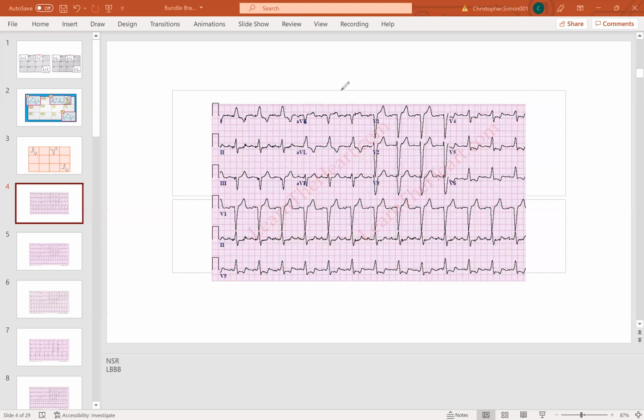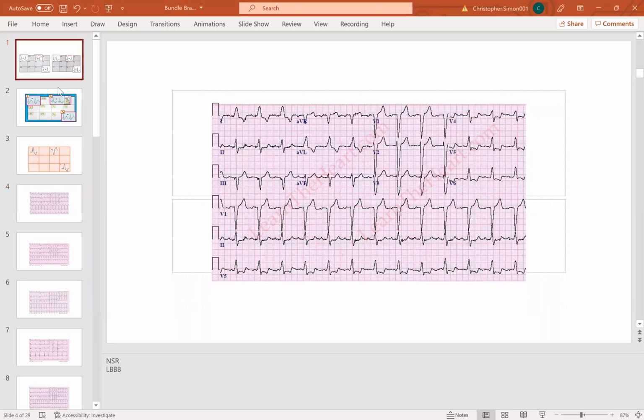Now, if you haven't thought about it yet, why do we have a wide complex? Well, measuring left to right on the EKG is a measurement of time, right? And if we have a bundle branch block of either way, left or right, it doesn't matter, and things are taking more time to occur, they're going to be wider on the EKG, okay? They'll be wider. See how this QRS is wider, okay? Hopefully that makes a little bit of sense for you guys, all right?